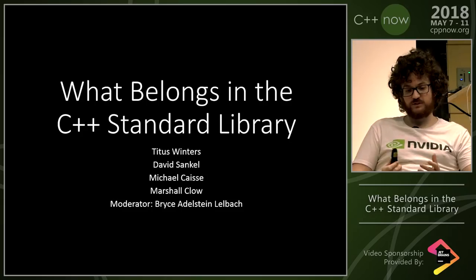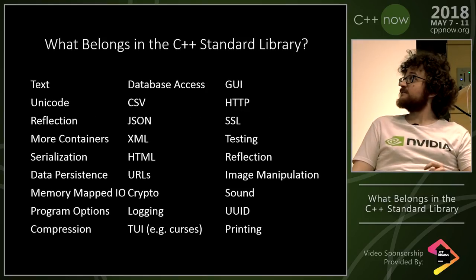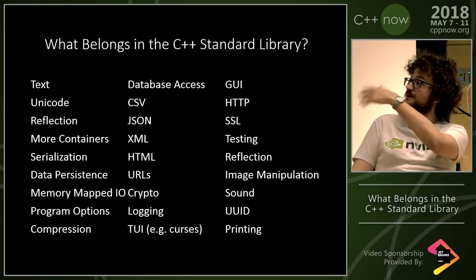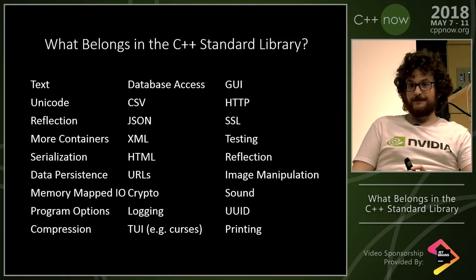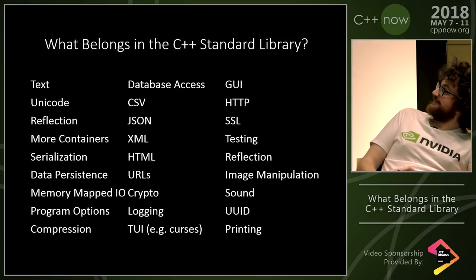So I want to explain the premise of this panel a little bit. So what does this question mean? Well, a lot of other languages have much broader and richer standard libraries than C++ does. For example, all of these things. This list is things that I just sort of picked off the top of my head, and then also things that I just took from the list of things in the Python standard library.